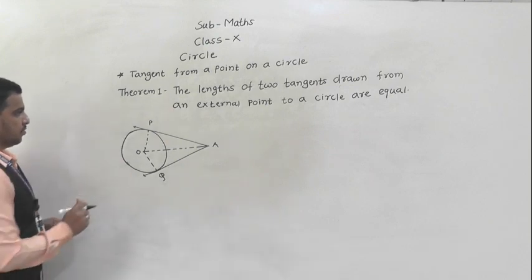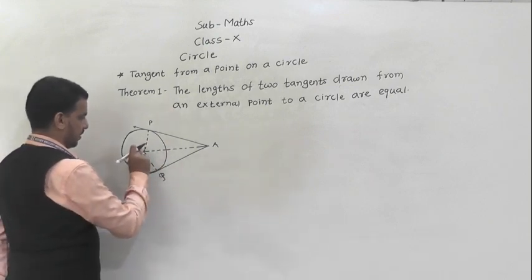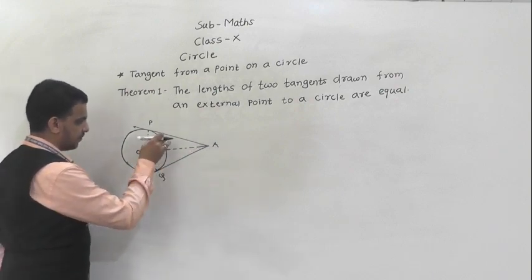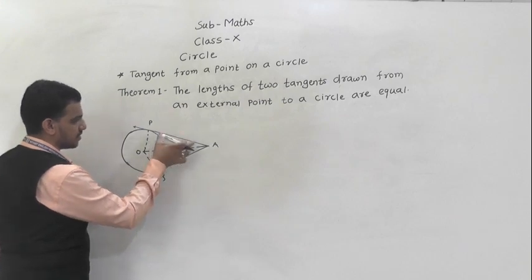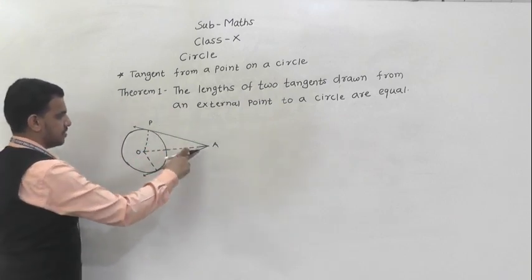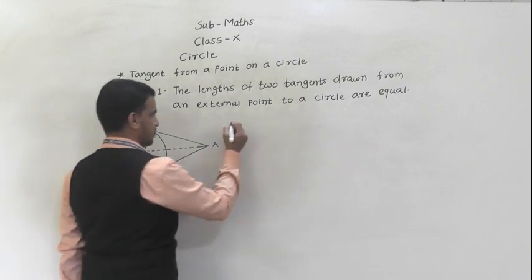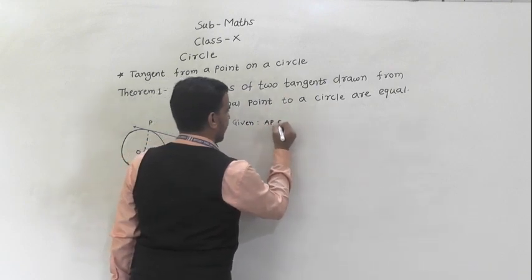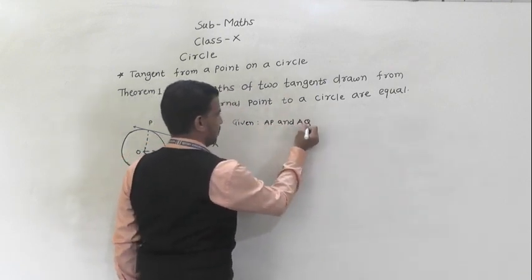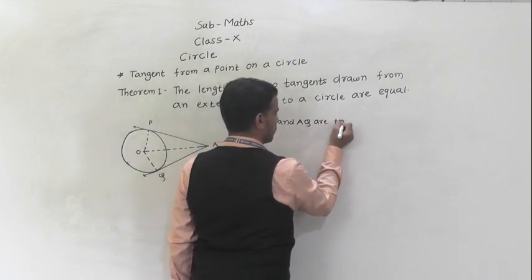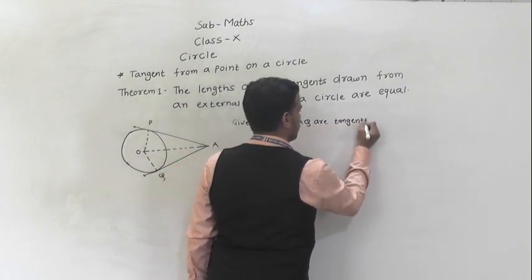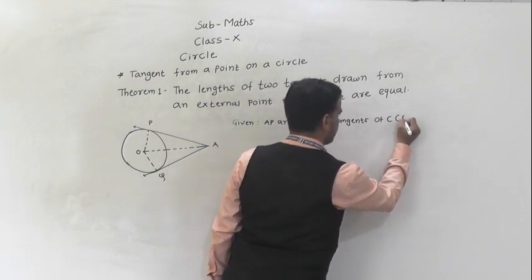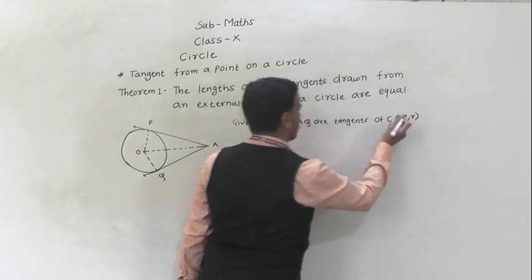Now we have to show that these two triangles, triangle OPA and triangle OQA, are congruent. If these two triangles are congruent, by CPCT we can write AP is equal to AQ. For this we first write, given: AP and AQ are tangents of circle C having center O and radius R.